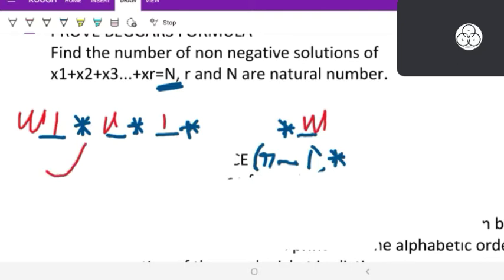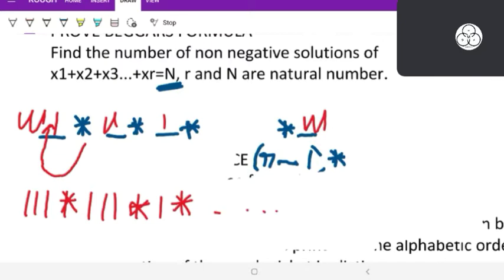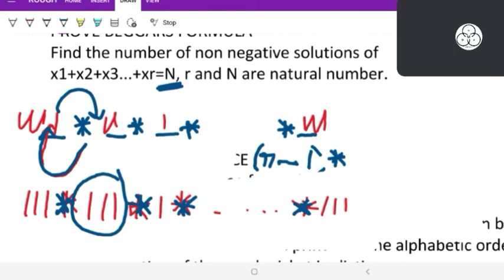Let me put the star here. Just see. I have put this star here, and what happened? This one is now here. You can see there are 3 ones, there are 3 ones, there are 3 ones.